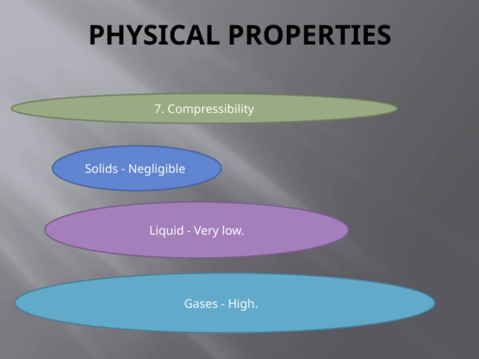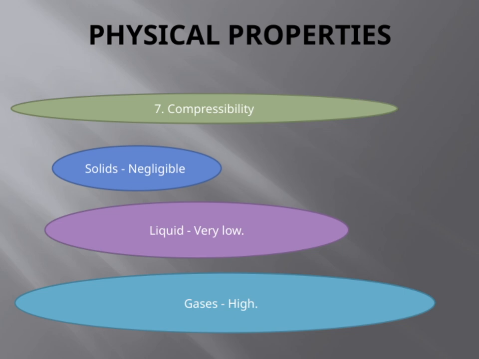Let's talk about compressibility, which is a key physical property. When we look at solids, their compressibility is essentially negligible, meaning they don't change volume much under pressure. That's because their particles are tightly packed together. Moving on to liquids, their compressibility is very low as well, but slightly more than solids. Their particles are close, but there's still some room for slight compression.